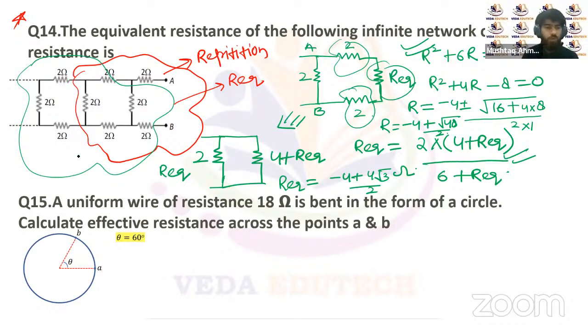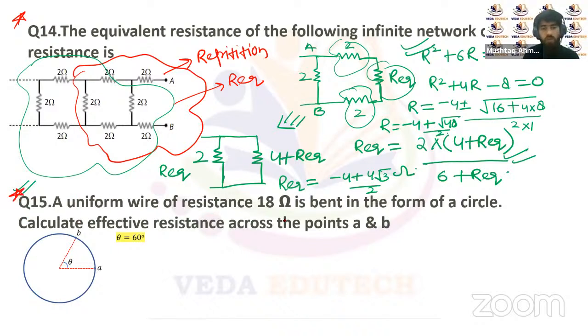Now let's move on to question number 15, right? The question number 15 says that a uniform wire of resistance 18 ohm is bent in the form of a circle. Calculate the effective resistance across the points A and B, right? Once again, a very important question with respect to your NEET 2024, right?